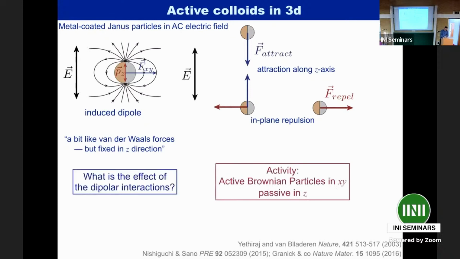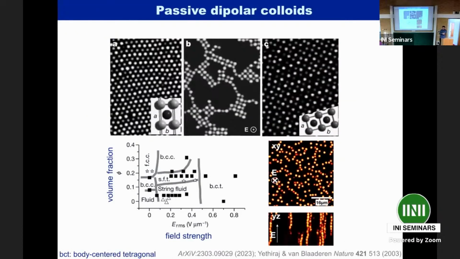Okay, so we know what the dipolar interactions will do to the system extensively from previous work with passive systems, and this will give us a guide as to what we might expect. Essentially, we're taking this passive system and adding activity to it in the XY plane. So the passive system has a rather complex behavior. As we increase the volume fraction up here, we go from fluid to body-centered cubic, face-centered cubic. There's more body-centered cubic here. There's body-centered tetragonal, and something called string fluid. And this is string fluid to tetragonal coexistence.